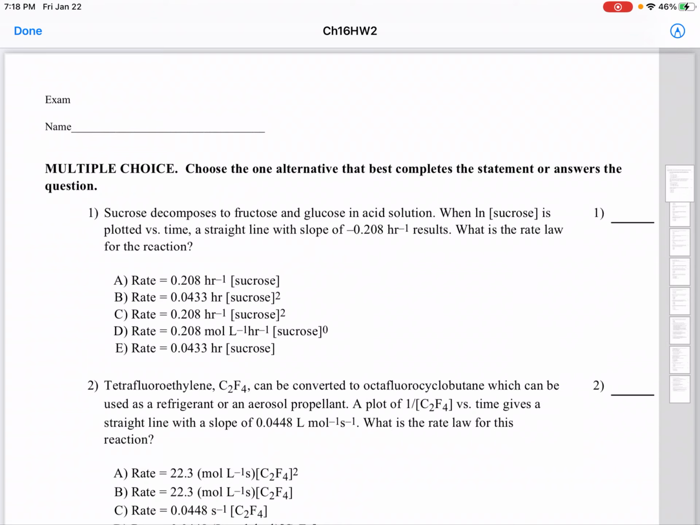Hi everyone, here's the second part of our homework from chapter 16. So we are still doing the kinetics, okay? So the second part, first question.